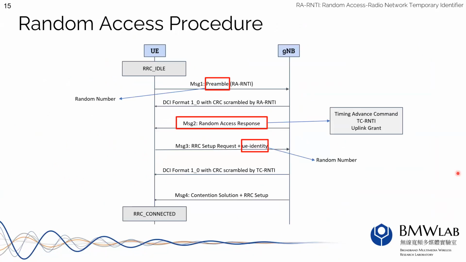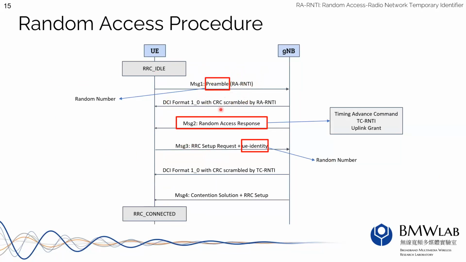Okay, and let's dig into the random access procedure. Because it's the initial access for this UE, the RRC state is idle. In the beginning, the UE will send the message 1 preamble, and this preamble is a random number, and we can derive the RA-RNTI from this preamble.